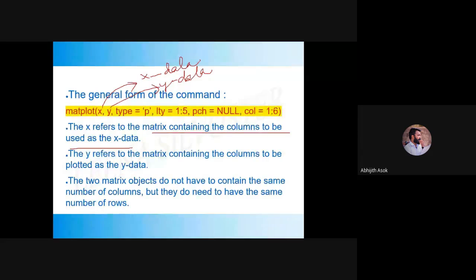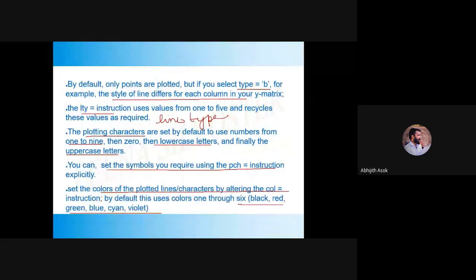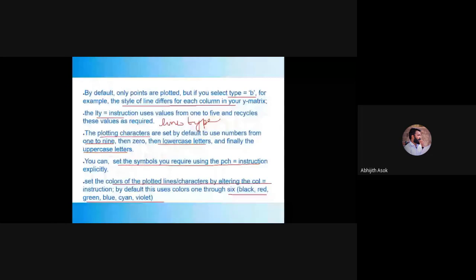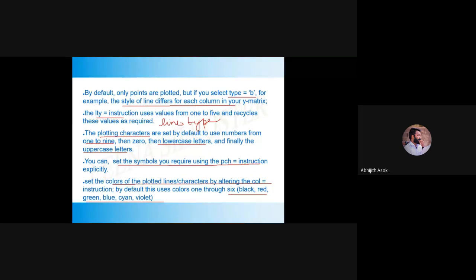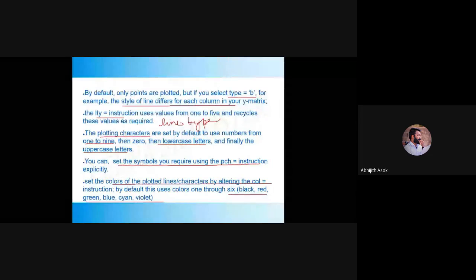By default only points are plotted. If we are using type equal to b, the style of lines differs. lty denotes the line type. Then you can use plotting characters. Usually the plotting characters by default are from 1 to 9, then 0, then lowercase, then uppercase. To set the symbol, you need the pch argument. Colors are set using the col argument. Usually colors 1 through 6 are possible: black, red, green, blue, cyan, and violet.